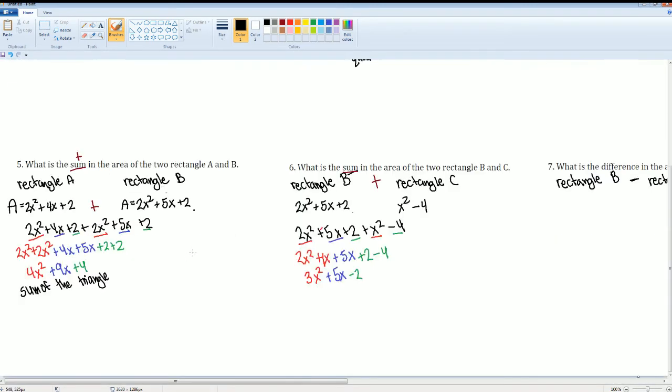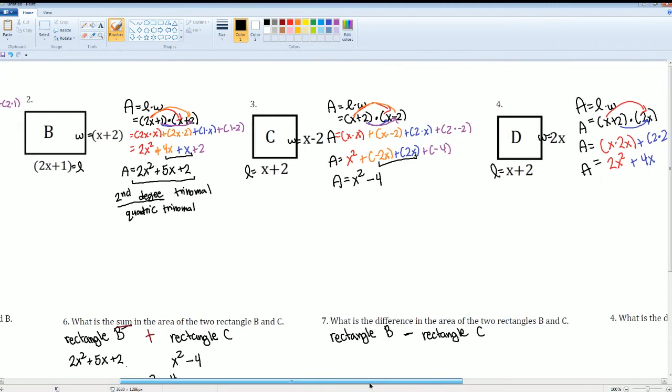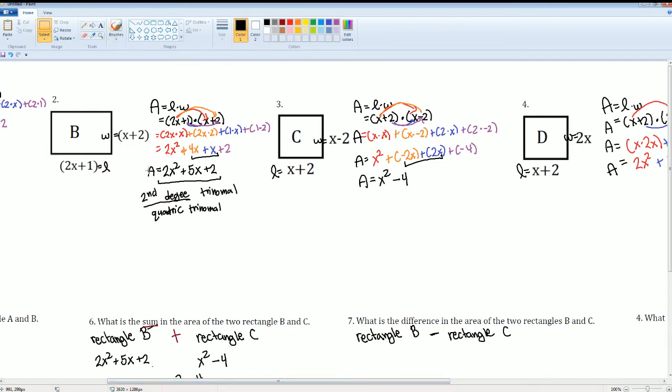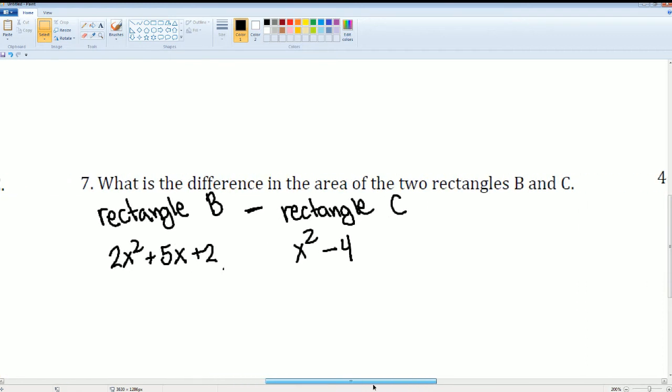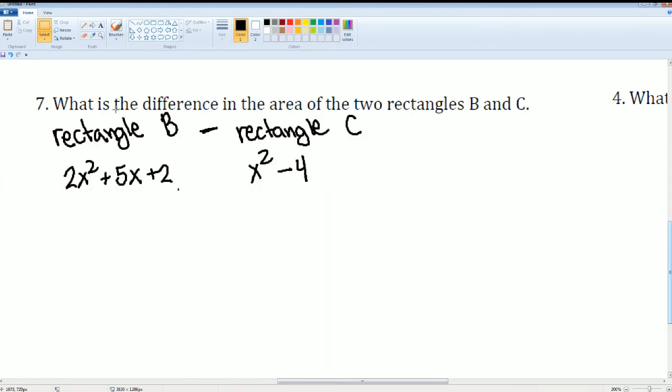All right. Let's find rectangle B. So here's rectangle B. 2x squared plus 5x plus 2. Rectangle C, which is x squared minus 4. All right. What we want to do is find the difference, so it is a subtraction. Okay, you are subtracting this. Okay, so nothing happens here, just 2x squared plus 5x plus 2.